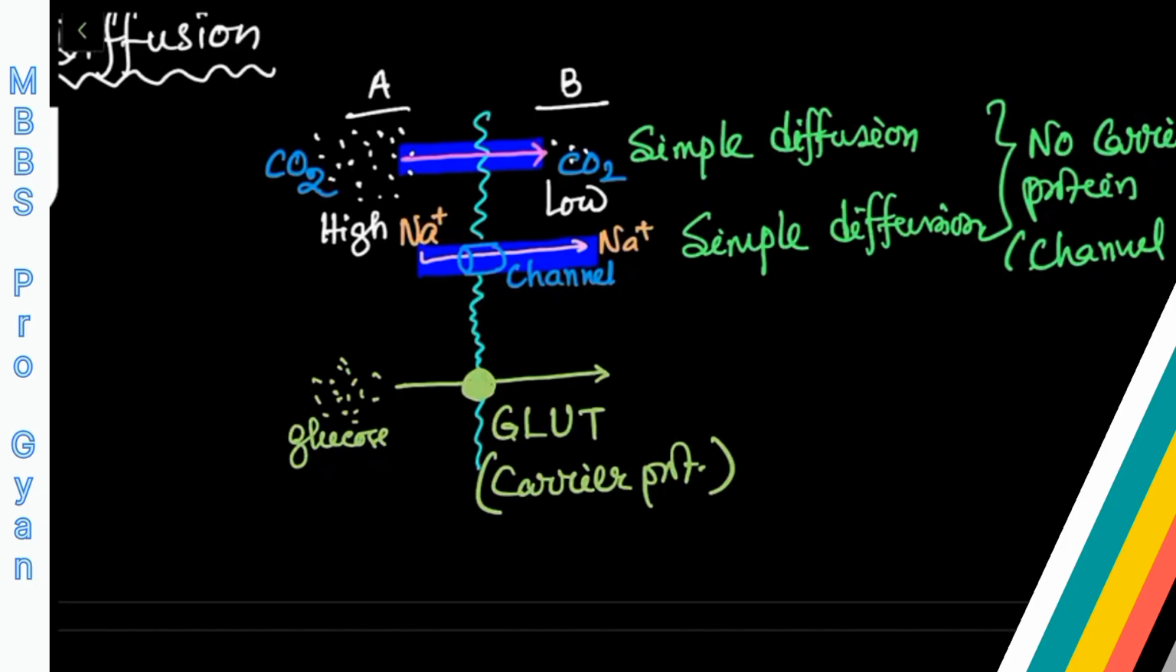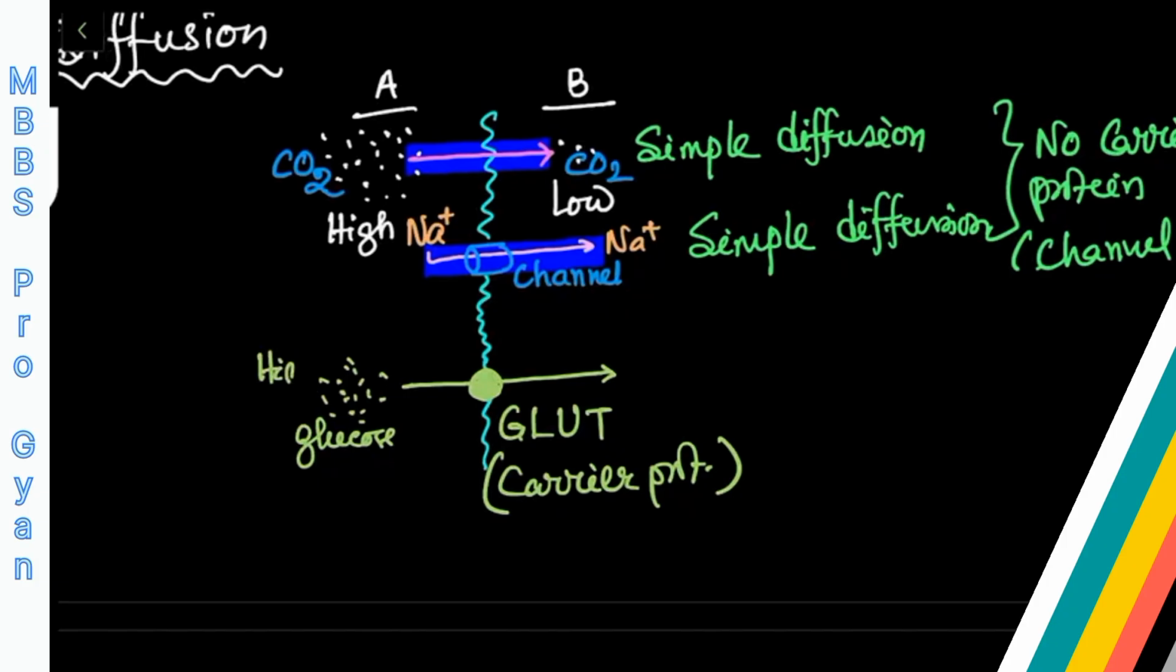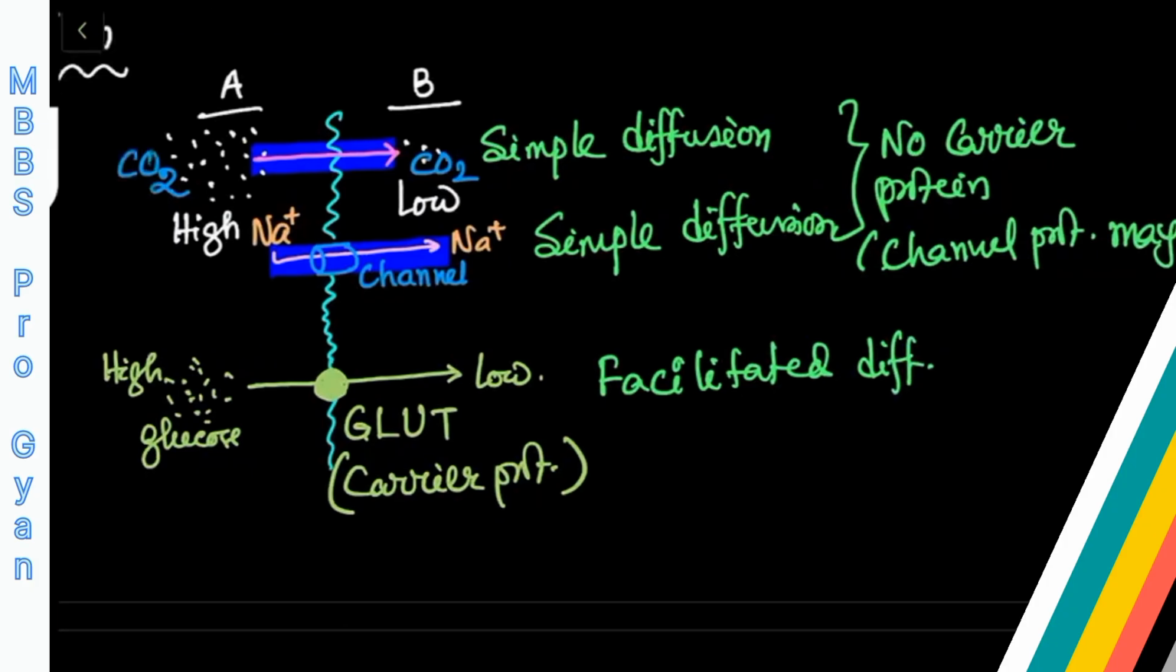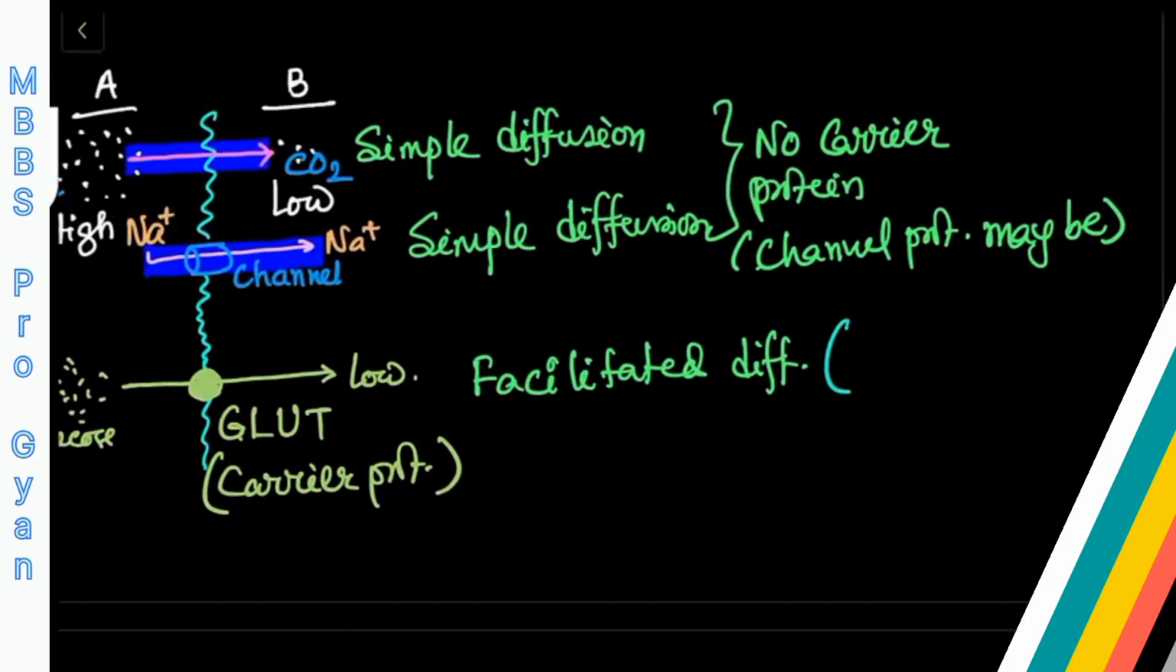So with the help of GLUT, glucose is transported from high concentration to low concentration without the help of energy. This kind of transport is known as facilitated diffusion. So what is required for facilitated diffusion? The carrier protein is required for facilitated diffusion. Am I clear to all of you?